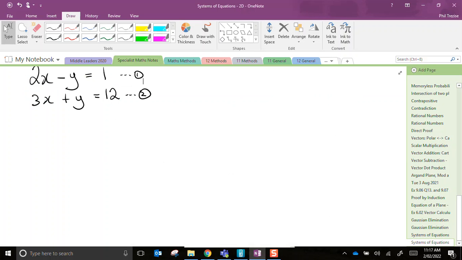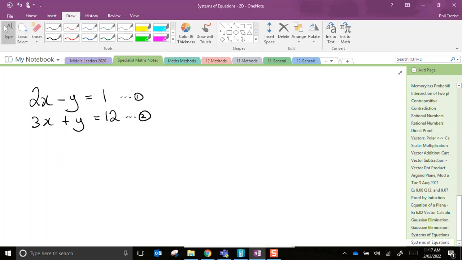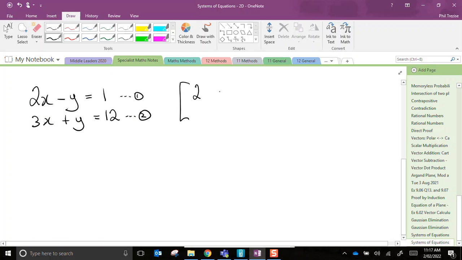So to begin with, here is a pair of equations. They're written in standard form with the x's, the y's. Now, I could, of course, write this as a matrix, an augmented matrix, with just the coefficient of x, then the coefficient of y, then the constant term. So I'd have 3, and I'd have positive 1, and I'd have 12. Remember, we put a little line down there for that matrix.